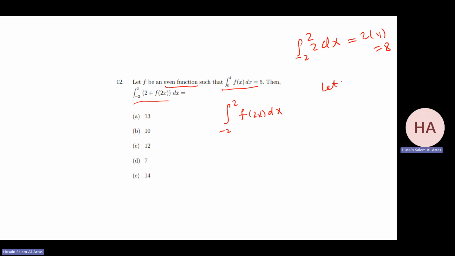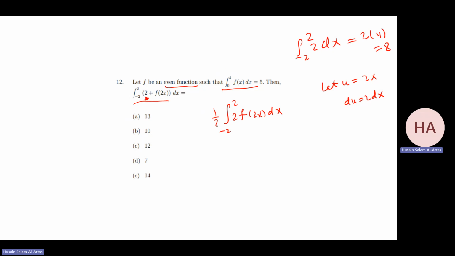So I need let u equal 2x. du will be 2 dx. So we need 2.5 outside. Because if you put half, that will be 1. So it will confuse. So avoid this. I need half outside. So that becomes 1 from minus 4 to 4, which is 8, the same thing.